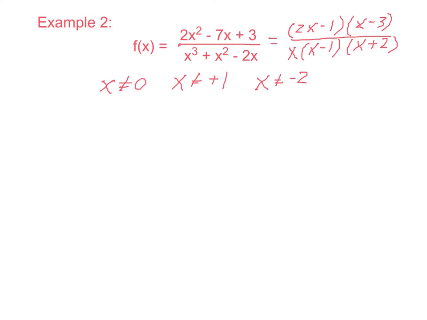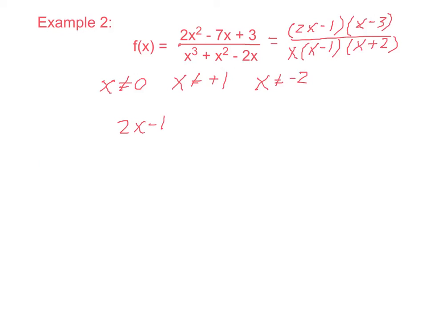All right, now the zeros, or the solution of this, is basically when we set the function equal to 0 and we solve for it. Well, if we set the function equal to 0, that means the numerator is going to equal 0, and that means each term of the numerator has to equal 0. So first of all, we're going to have 2x minus 1 equals 0, and then we're going to have x minus 3 equals 0.